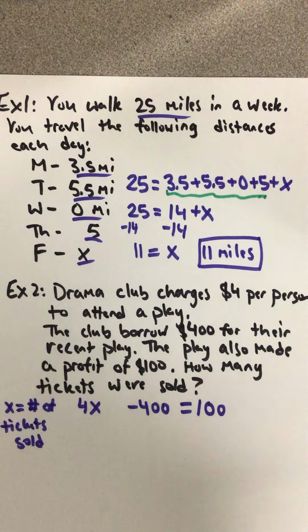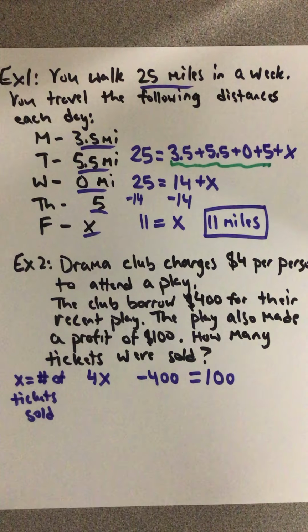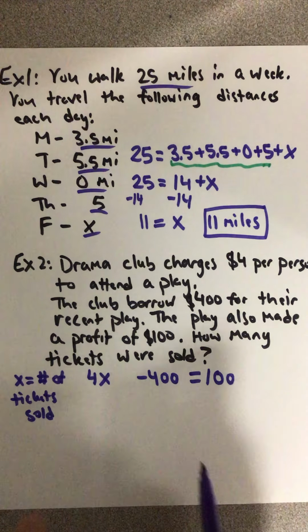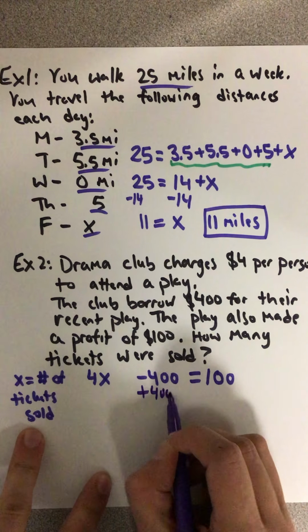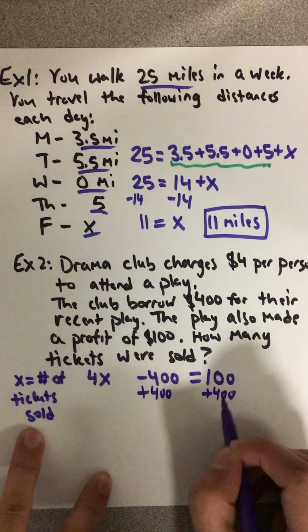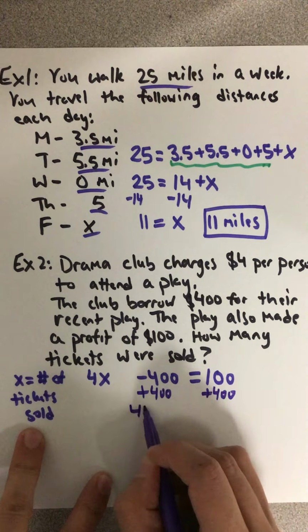Now, I think from an intuitive standpoint, this is probably something you were able to see, but it can be a little bit more difficult to put it into algebra. But once we have it in our algebra, this is only a 2-step equation. All we need to do to get this sorted out is first isolate our x term, which is 4x. So I'm going to add 400 to both sides. Now we have 4x equals 500.